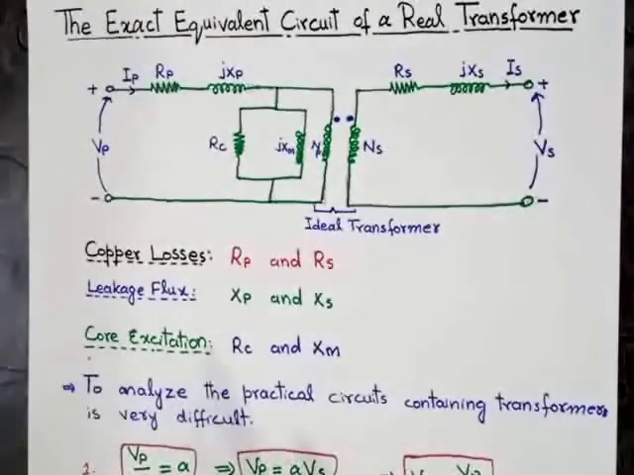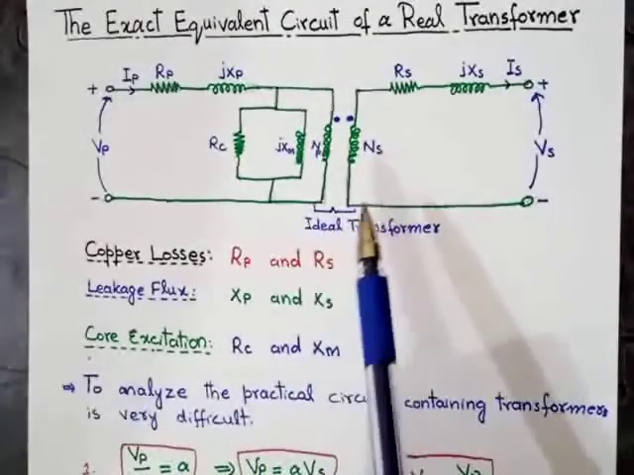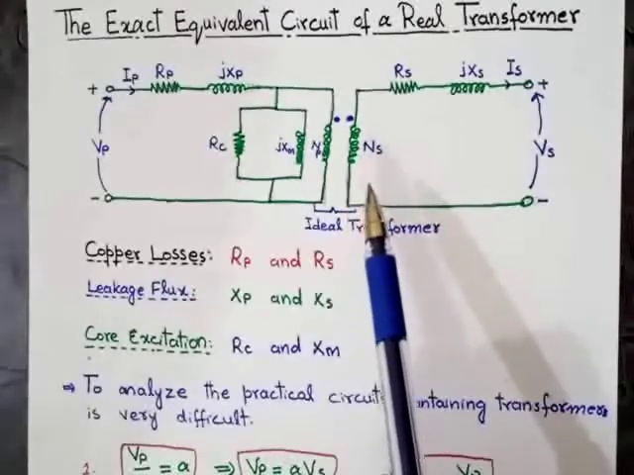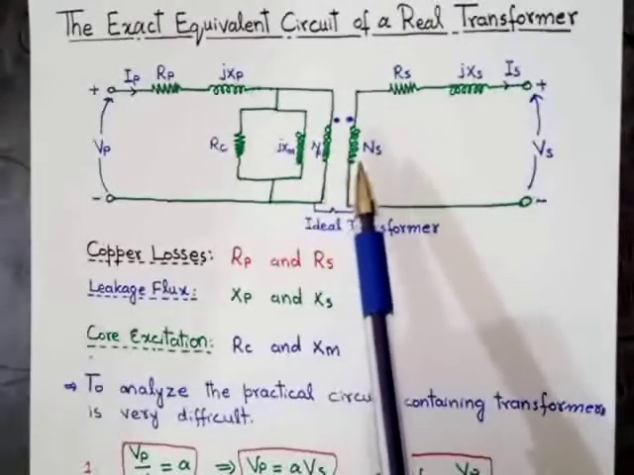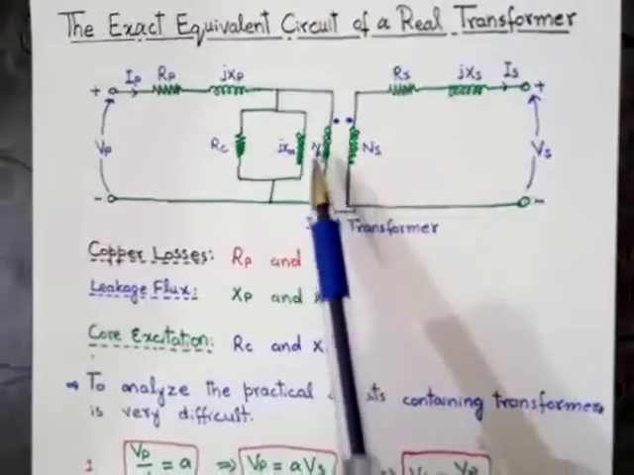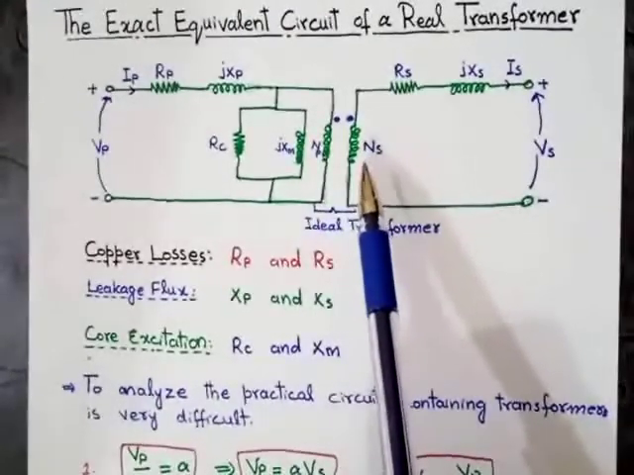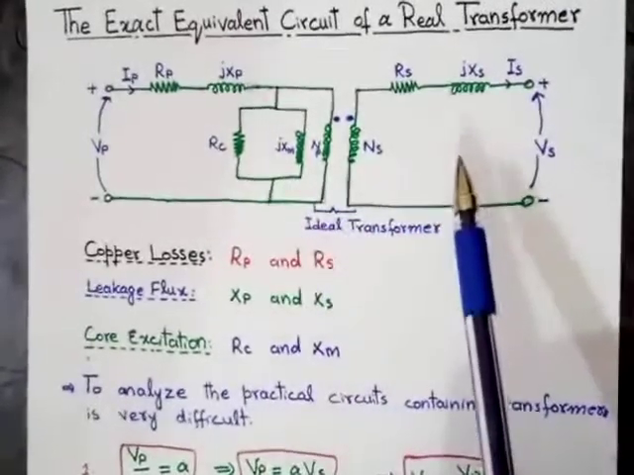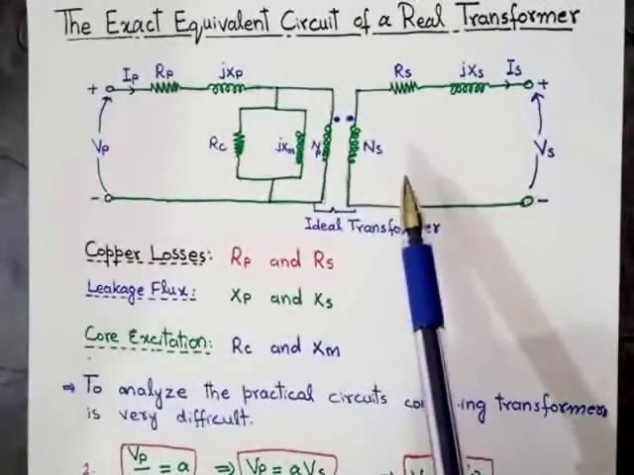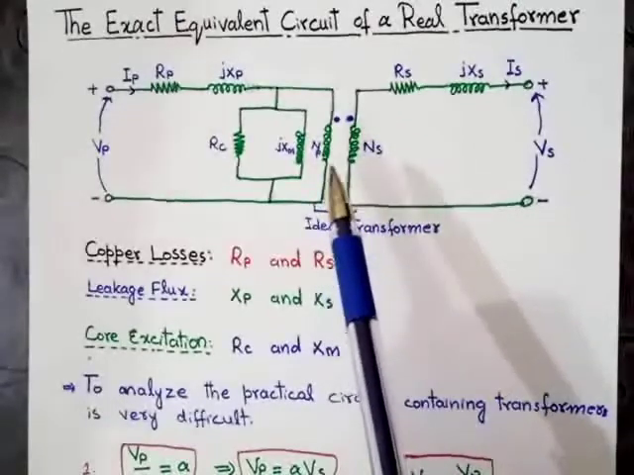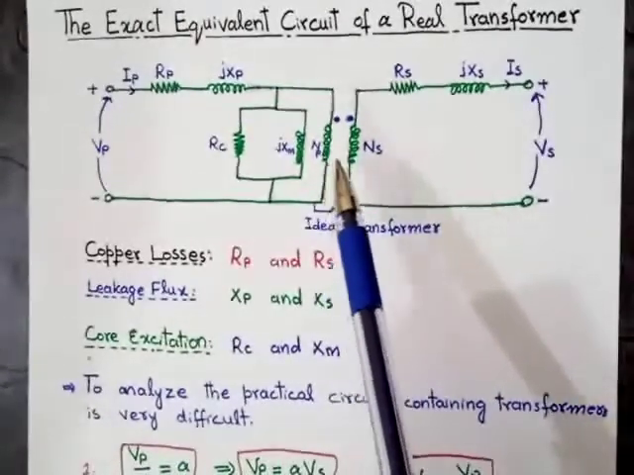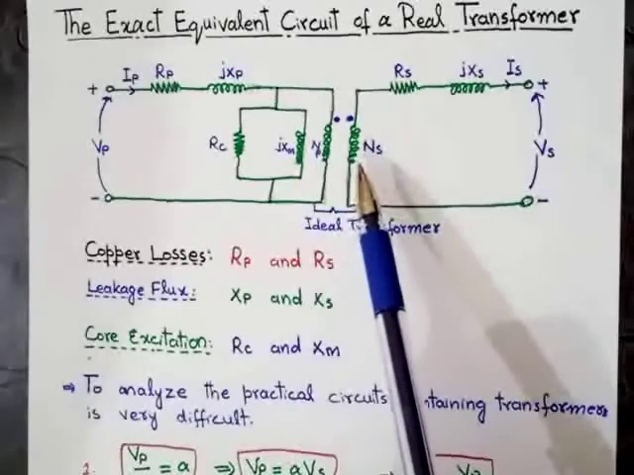Now, to analyze this circuit is very difficult because of the transformer in between the primary and secondary. So we need to remove the transformer if we want to solve this circuit. So first of all, we need to remove this transformer.